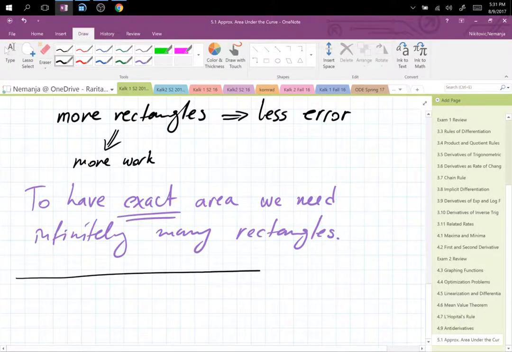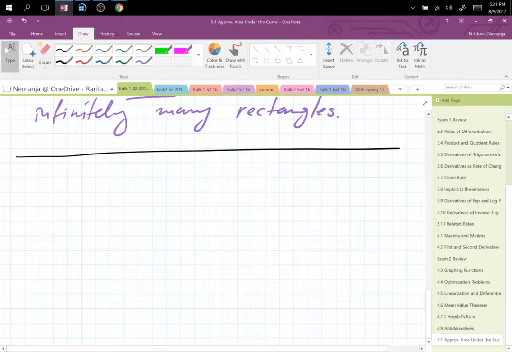So what I'm going to do now is, oh, by the way, all of this can be done also for right points. So we'll deal with that. Let's do an example.